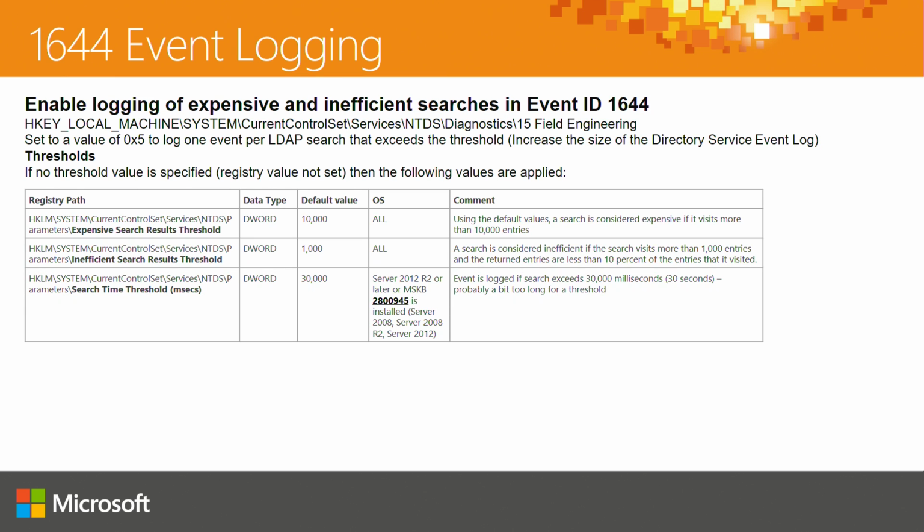And then we added in 2012 R2 the search time threshold, which allows us to specify a time-based threshold. And this is backported to 2008. So you can define any searches that exceed a certain time threshold, log an event. The default is 30 seconds or 30,000 milliseconds, which is too large in my opinion. If I had a search that was taking up 30 seconds, that's tying up one ATQ thread for 30 seconds. Then it just takes 7 more searches to come along to just knock this DC over.